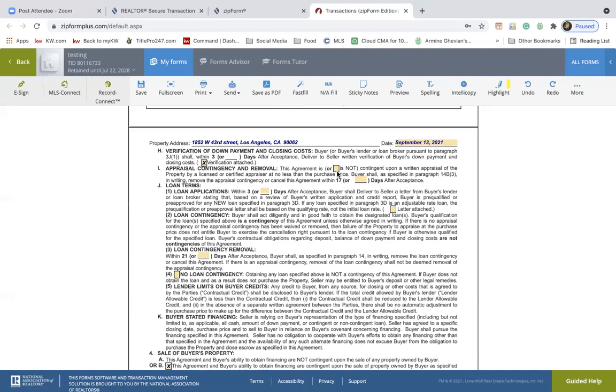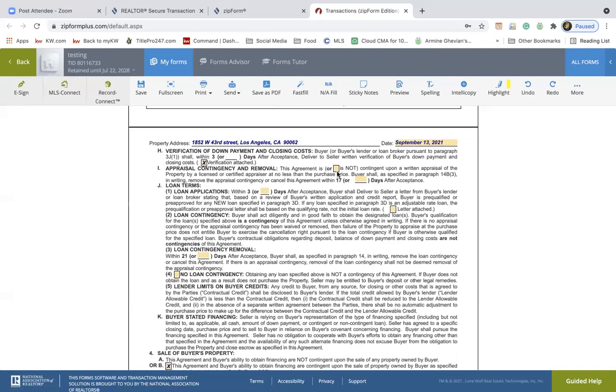Appraisal contingency and removal. This agreement is or is not contingent upon written appraisal of the property. So one of you please tell me, if it is not contingent, what will you do? What form will you attach to this purchase contract? The appraisal contingency, I'm sorry, and for the inspection. Why would you put the inspection contingency? Let's just focus on the appraisal for now. Did you say you are going to attach contingency removal for appraisal?